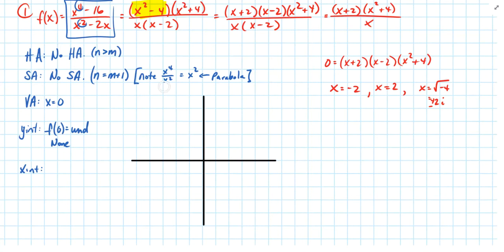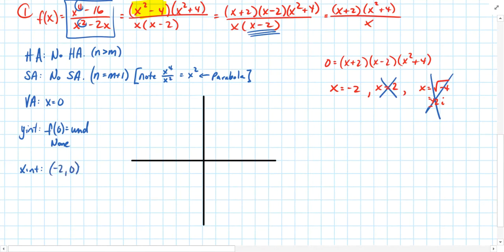But as we described a little bit earlier, the number 2 is going to produce an undefined result. So when x is equal to 2, we're actually going to produce a hole in the graph, not an x-intercept. So that gets canceled. I won't be able to plot it. This one gets canceled. I won't be able to plot it. The only x-intercept that I have is at -2, 0. So no y-intercepts, one x-intercept.